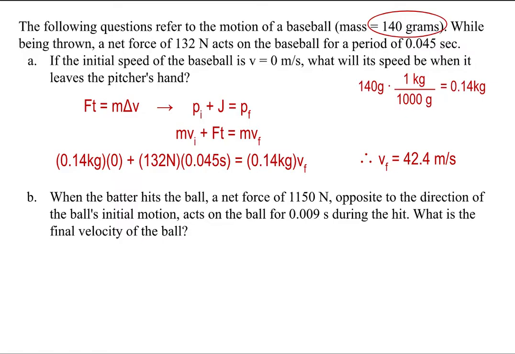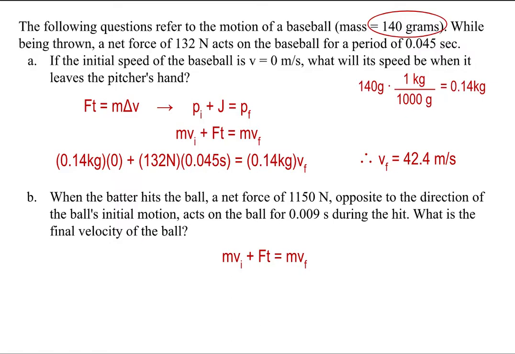All right, so now that ball is heading towards the batter, and the bat is going to exert a force of 1,150 newtons in the opposite direction. So that's a real key phrase there, opposite. When you see something like that, it has to be a warning light that negative signs are going to have to be part of the setup here. So let's take a look at how we could do this.